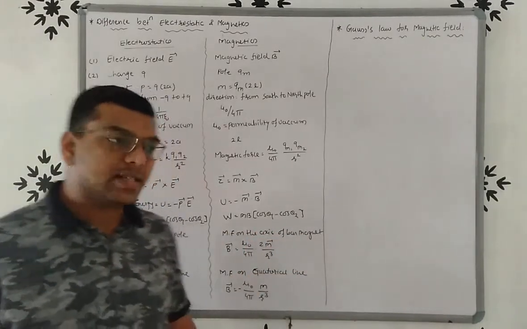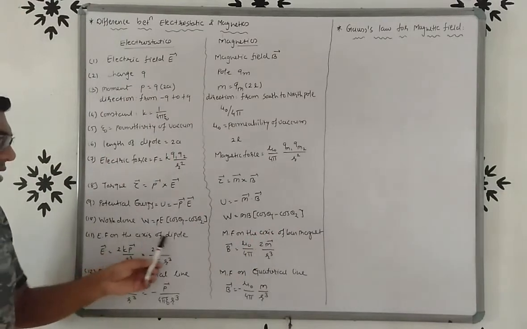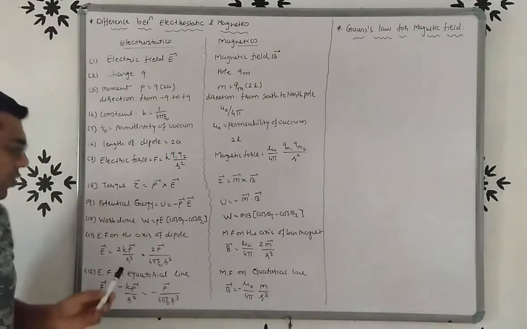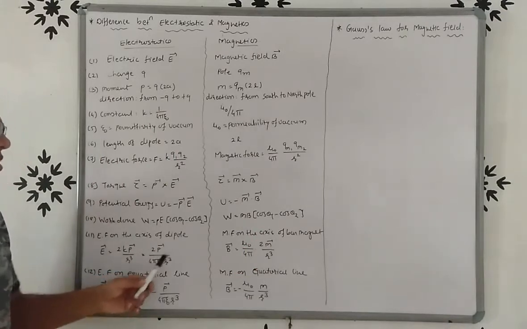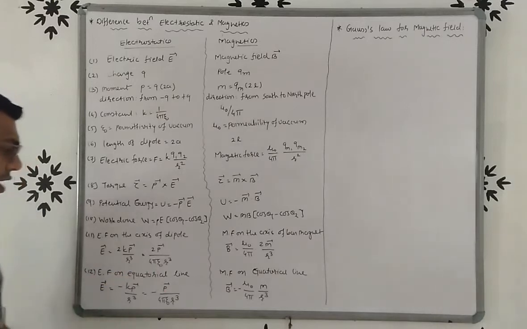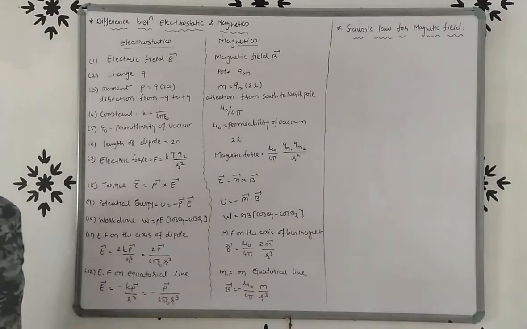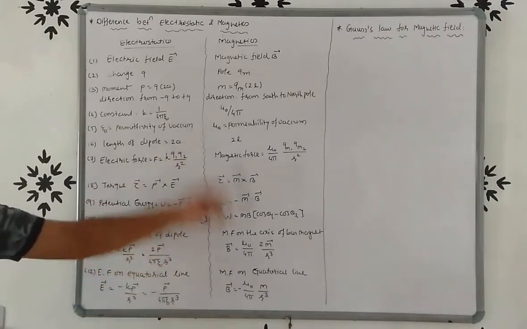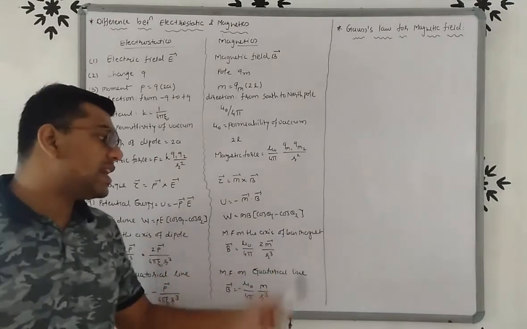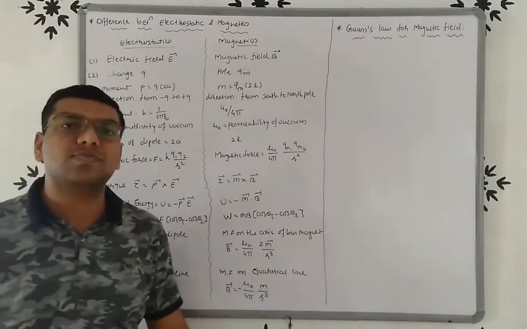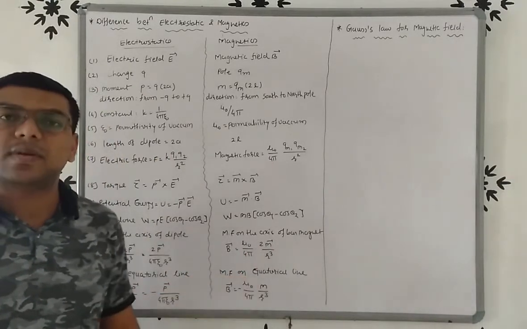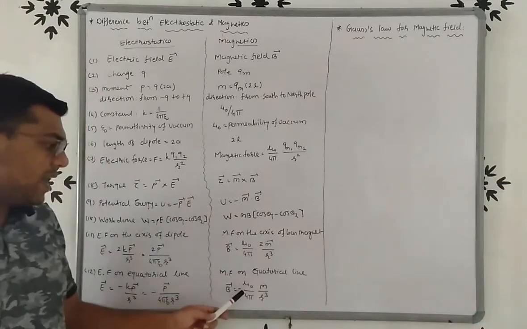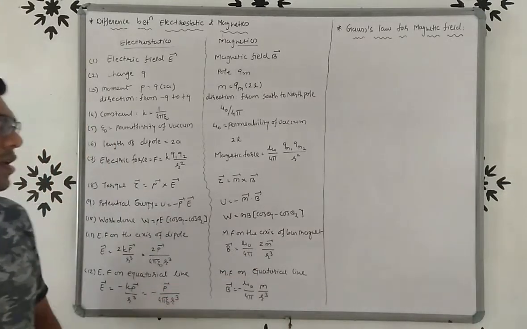In electrostatics, the formula of electric field on the axis of dipole, we already derived, 2kp upon r cube, or you can say 2p upon 4 pi epsilon 0 r cube. For the equatorial line, minus kp upon r cube, or minus p upon 4 pi epsilon 0 r cube. And for magnetics, the magnetic field on the axis of bar magnet, you have to remember this formula: B equals mu 0 by 4 pi 2m upon r cube, and for the equatorial line minus mu 0 by 4 pi m upon r cube.